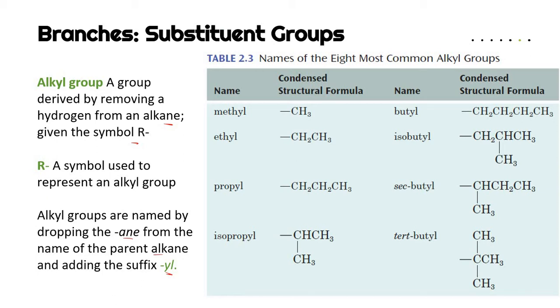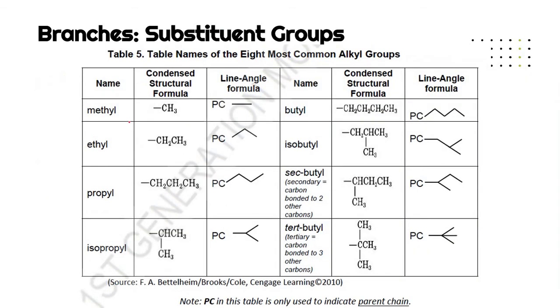So we have this a little closer. The first one, methyl, has only 1 carbon but only 3 hydrogens this time. So the line angular formula is a straight line, and this is the parent chain here, and then this is the carbon with 3 hydrogens. Okay, the ethyl connected to a parent chain. PC, by the way, stands for parent chain.